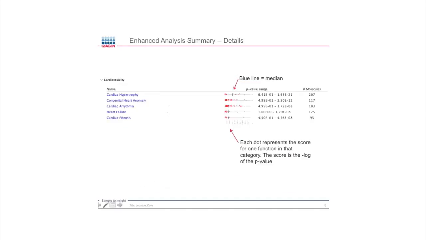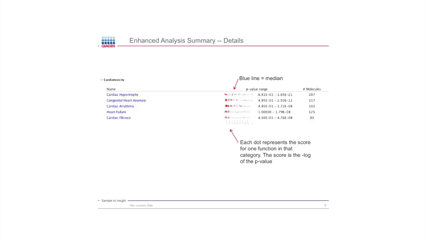So to make it more clear, this is like a cardiotoxicity category of toxicity functions, and it shows how there's a number of different p-values. This is the negative exponent, so this is like 10 to the minus 5th, right, or 10 to the minus 8th. And so that's the scatter or the range of p-values, and the little blue line is the median. So you can get a sense of just what your data looks like at a glance. And then, of course, you can drill in and look at the detailed heat map to understand that in even better detail.